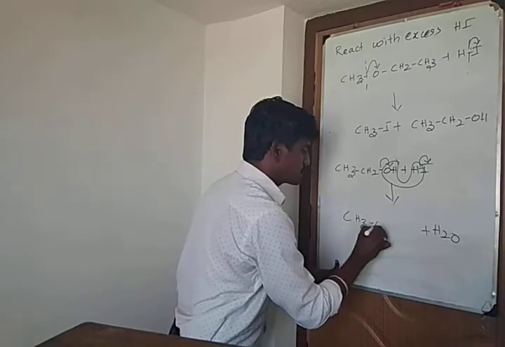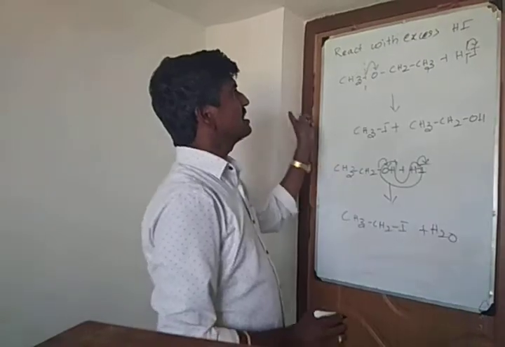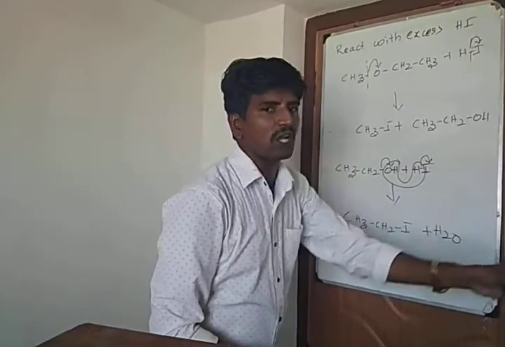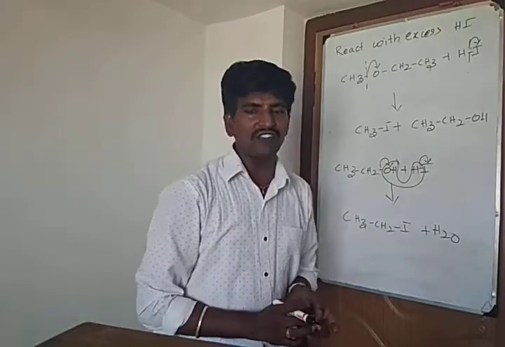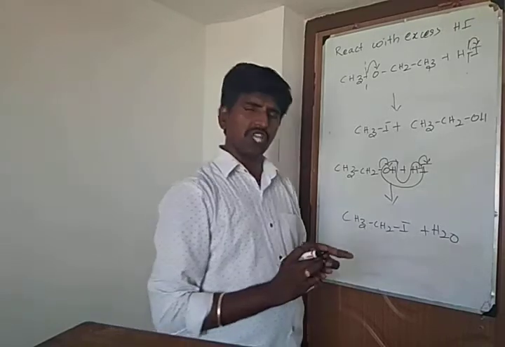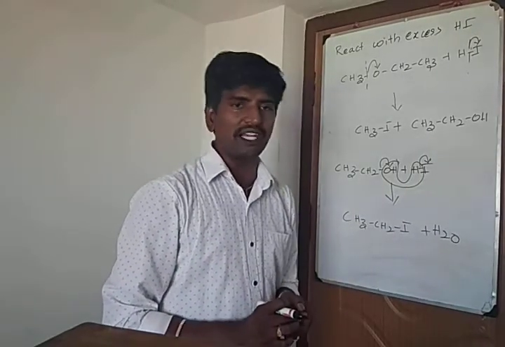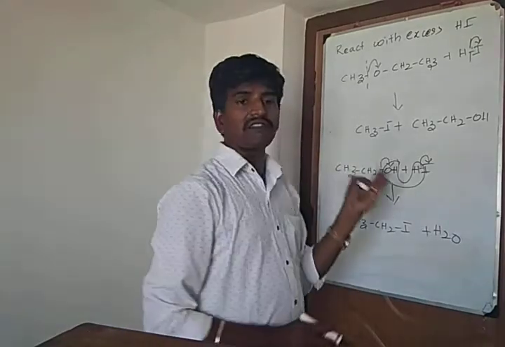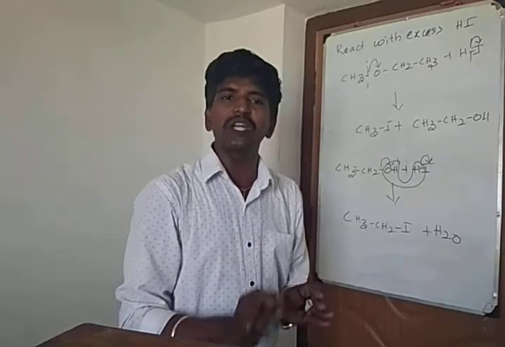CH3CH2I. So what is the difference between mixed ether reacting with an insufficient amount of HI and mixed ether reacting with an excess amount of HI? Mixed ether reacting with insufficient HI gives two products: alcohol and iodide. When mixed ether reacts with excess HI, it gives iodide only. It does not give alcohol.